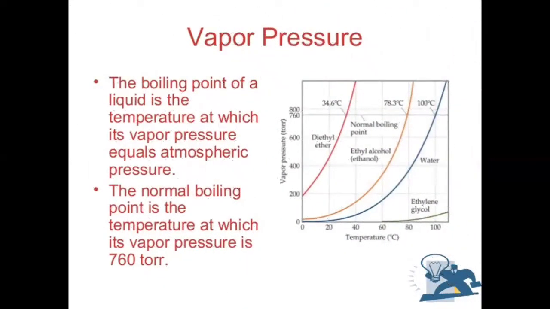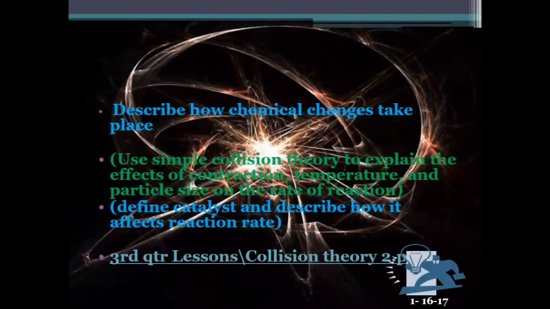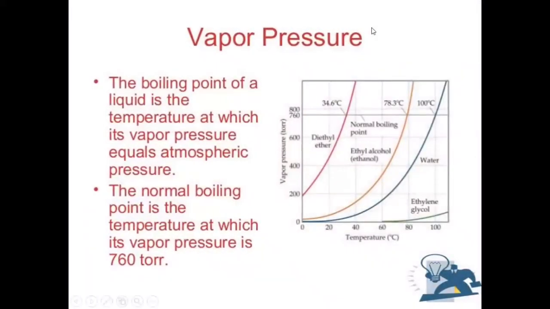The boiling point of a liquid is the temperature at which its vapor pressure equals atmospheric pressure. And the normal boiling point is the temperature at which vapor pressure is 760 torr. Okay? So much for that. For now, for week 3.